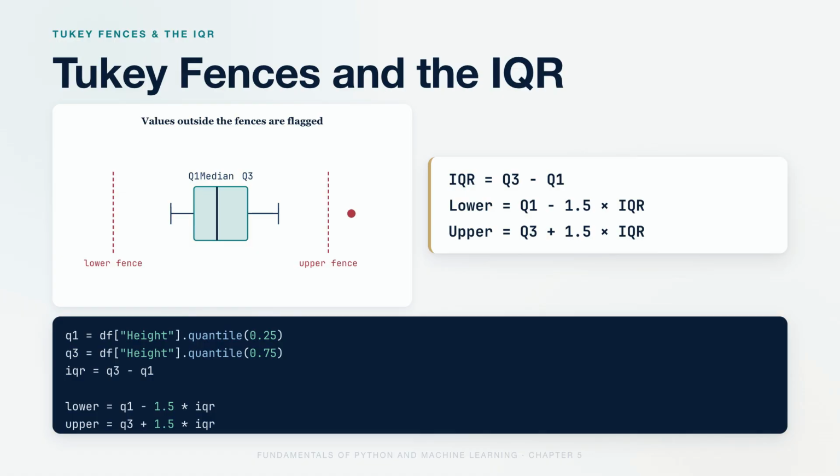This method is closely related to how outliers are often displayed in a box plot. Because it's based on quartiles, it is less influenced by extreme values than a method based entirely on the mean. The flagged rows should still be examined before deciding whether to remove them.